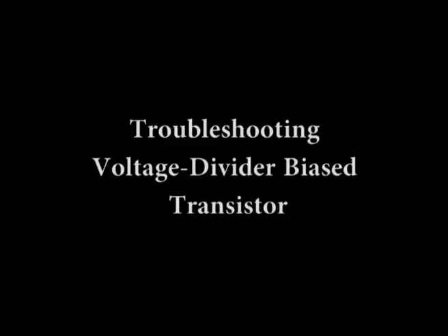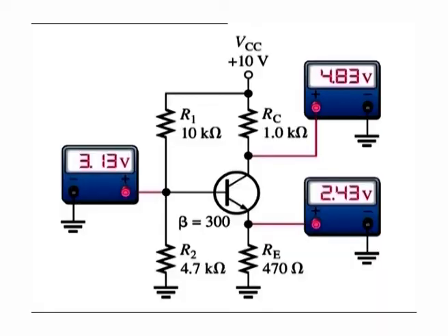Troubleshooting a voltage divider biased transistor. An example of a transistor with voltage divider bias is as shown in the figure. For the specific component values shown, you should get the voltage readings approximately as indicated when the circuit is operating properly.